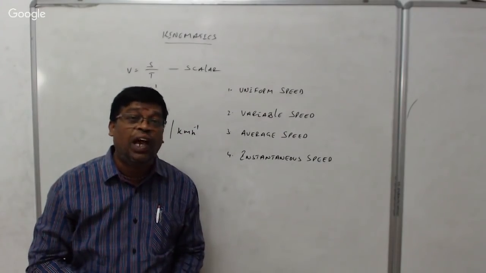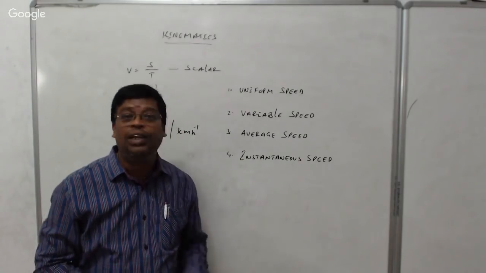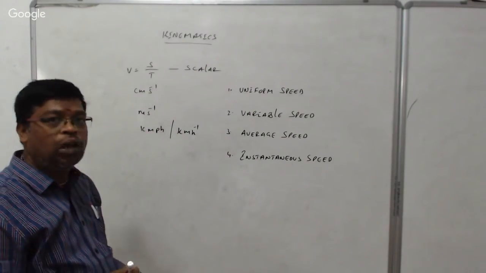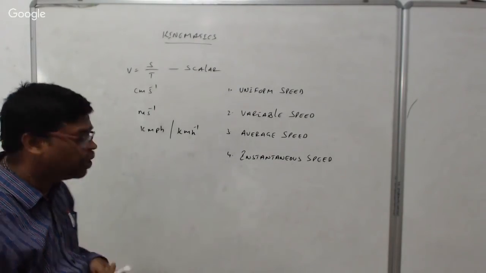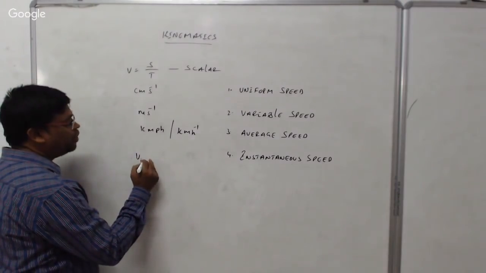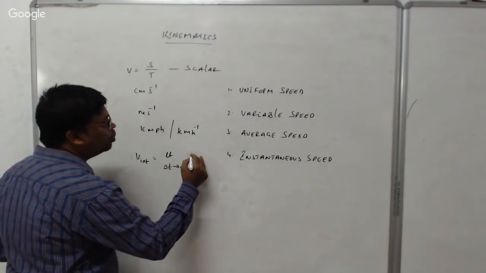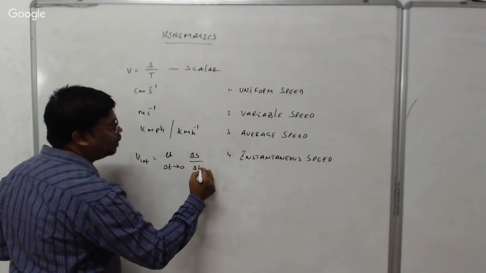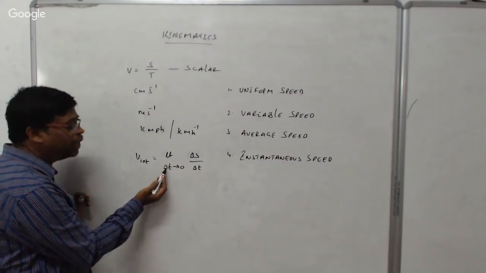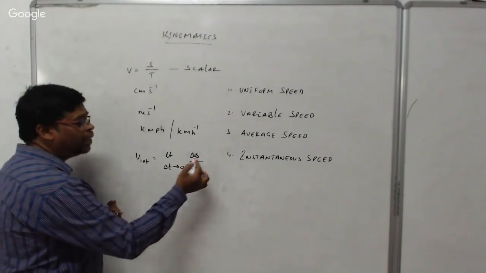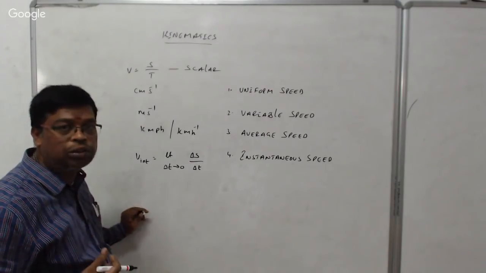Speed of a body at any particular instant of time is called instantaneous speed. If you remember in the last class, I gave a formula for instantaneous speed. Instantaneous speed, V instant, is equal to limit delta t tends to 0, delta s by delta t. You may not be aware of limit. This is LT, LT means limit. Delta means change, a small change.